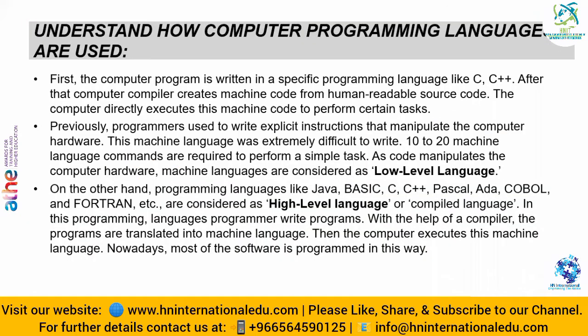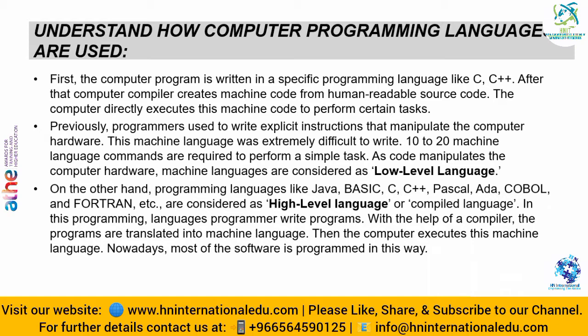So first, the computer program is written in a specific programming language like C or C++. After that, the compiler creates machine code from human readable source code. The computer directly executes this machine code to perform certain tasks. In the first or second generation computers, we had to type all of the machine language, machine code, ourselves. There was no interpreter or assembler to convert our simple English language to machine language, so we had to remember the machine code.